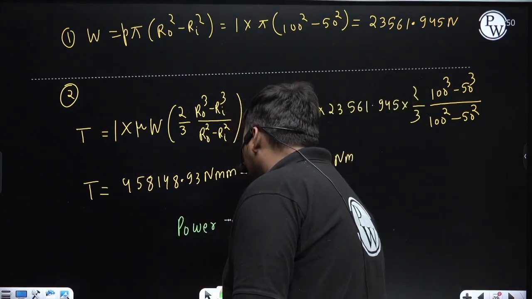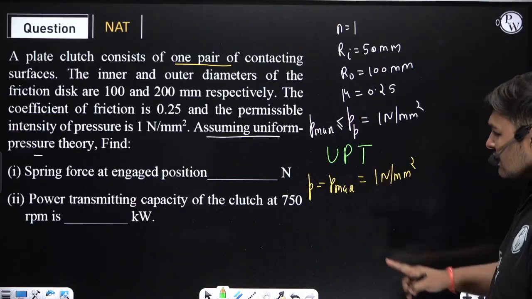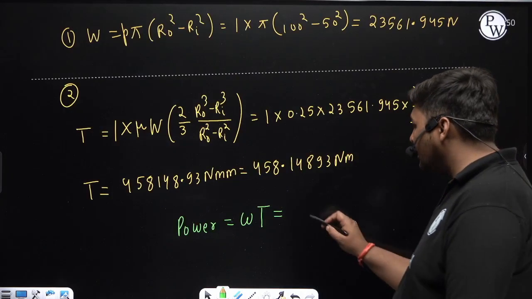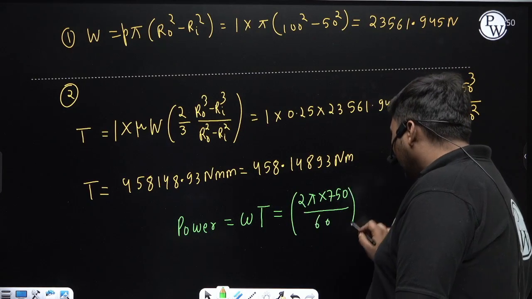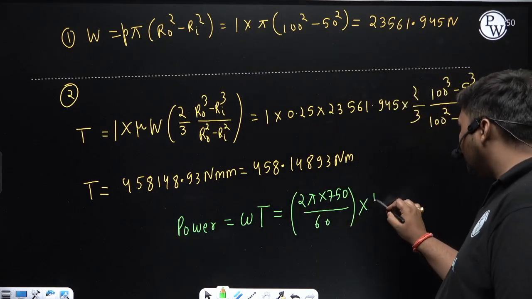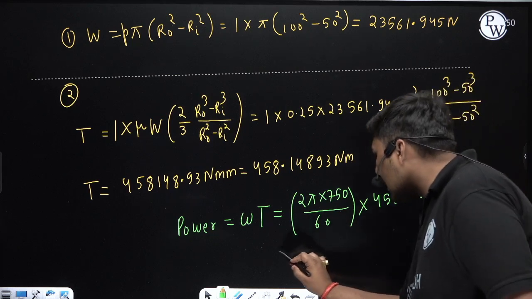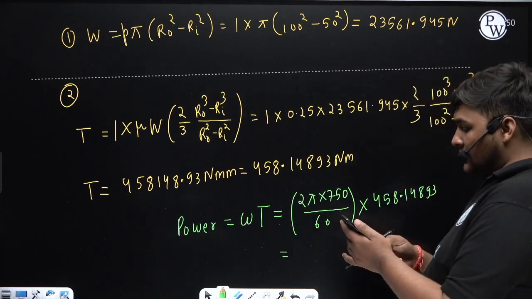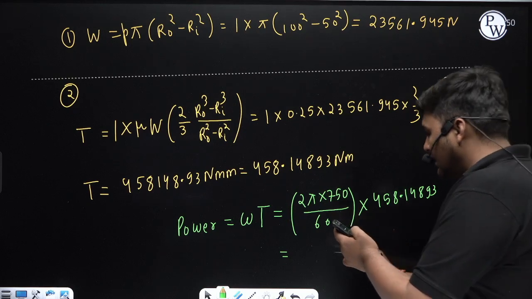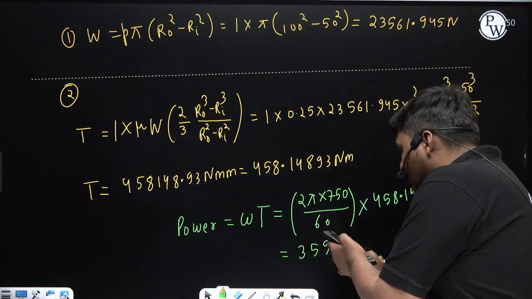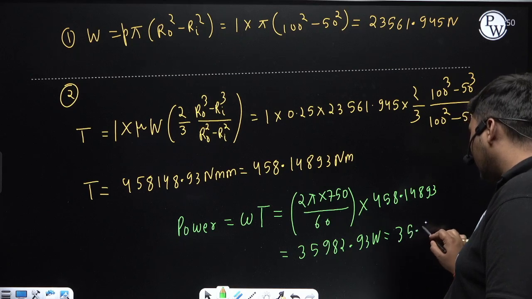Now, we can calculate the power transmitting capacity of the clutch. The formula to calculate power transmitting capacity is omega into torque transmitting capacity. Now, omega is speed in radian per second. Speed in RPM is given, it is 750 RPM. So if we convert this speed into radian per second, it will be 2 pi into 750 divided by 60, into torque. Torque transmitting capacity is 458.14893. From this we will get the power transmitting capacity, and it is coming 35982.93 watt. If we convert this into kilowatt, it will be equal to 35.982 kilowatt.